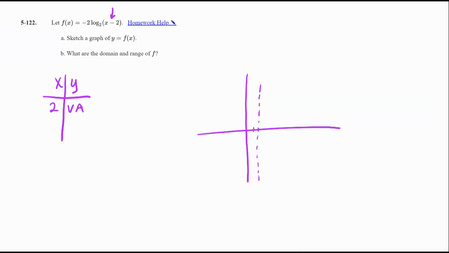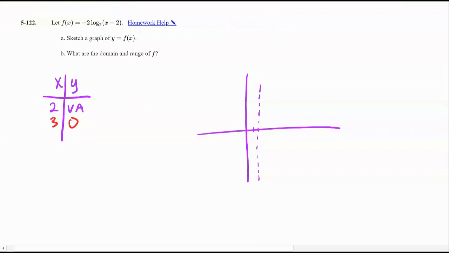Now, when I choose my x values, I want to choose them intelligently. I'm going to plug in here 3 to start. And the reason for that is because I get 3 minus 2, and then I get log base 2 of 1. And log base anything of 1 is just 0, because 2 to the power of 0 is 1. Then I multiply that by -2, and 0 times -2 is still 0.